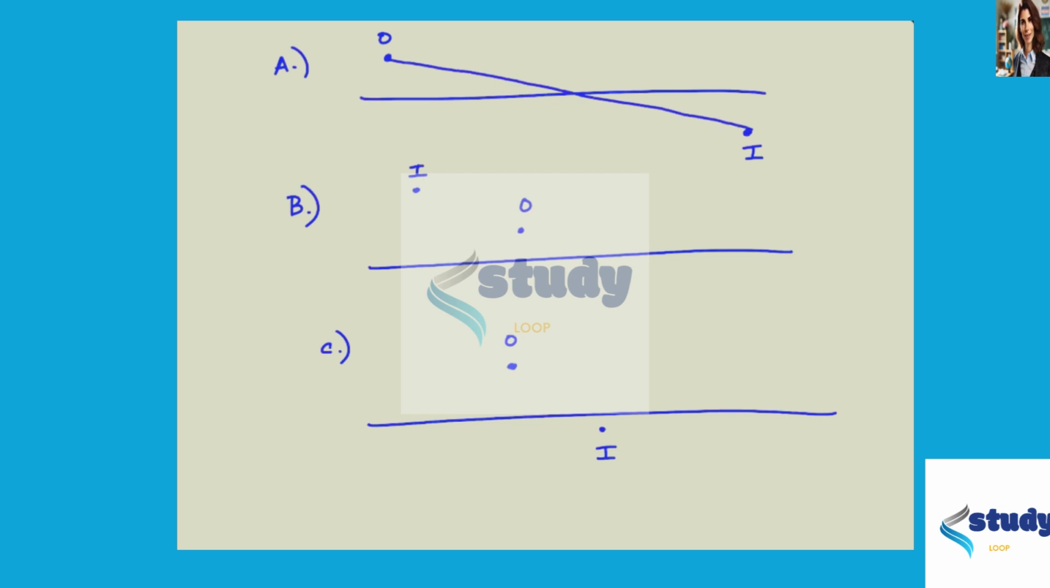So for the first one, I'm going to draw a straight line between your object and your image. Now, just by looking at this, I can see that this is an inverted image, and only convex lenses produce inverted images, inverted real images. So I know for sure that this has to be a convex lens with the center at where this line is crossing this equilibrium line down the center. So that can be one of my ray diagrams.